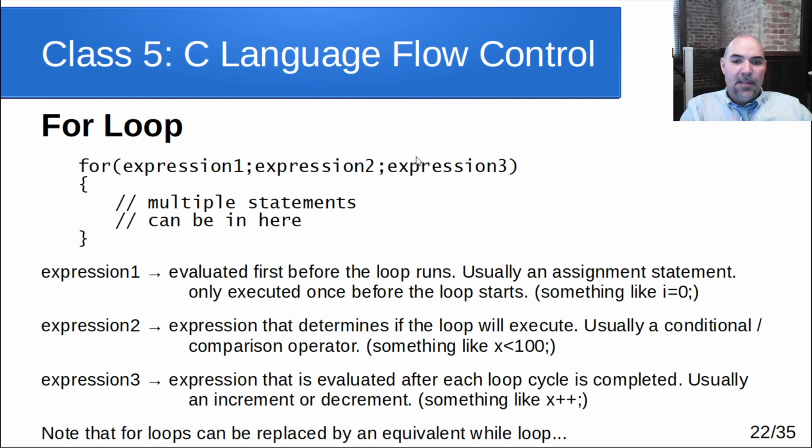And then expression 3, the last one, happens after all of the statements in the loop have been executed, before it goes back and tests the expression again. So after each loop cycle is completed, expression 3 gets evaluated, and that's usually an increment or a decrement, something that adds to some value to go to the next thing in a sequence. And notice that the way you would read this, an example would be for i equals 0, while i less than 10, and then i plus plus, or less than 100, i plus plus.